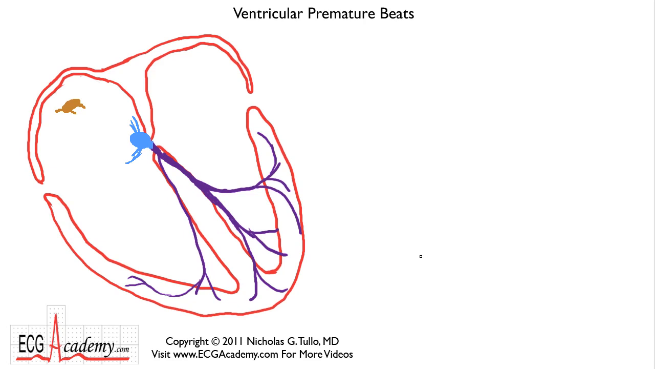We talked about atrial premature beats in the last chapter, so let's go on to the bottom chamber. So here's our electrical system with the atria and the ventricles.